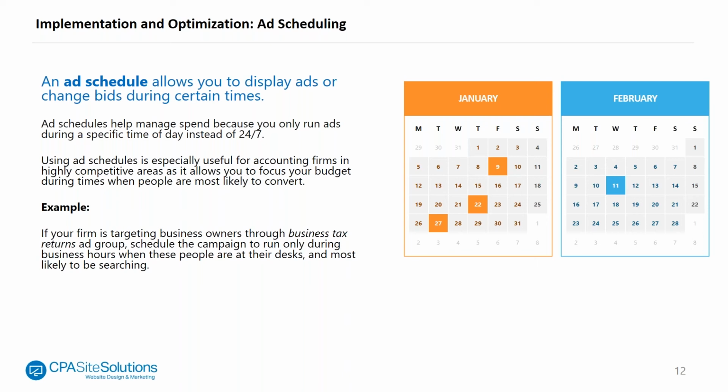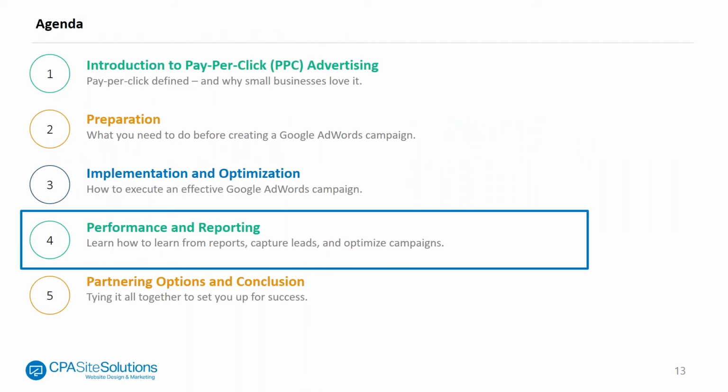Out of the box default, when you set up your Google campaign, your ads will run 24/7. It's going to be in your best interest to set up ad schedules on your campaigns to cut out, again, wasted spend. You wouldn't want someone calling your firm when you're not open, and you probably wouldn't want someone filling out a form when you're not available to contact them and work that lead. So you want to be conscious of your office hours and when you can service clients, and set up an ad schedule to cut out the wasted spend.